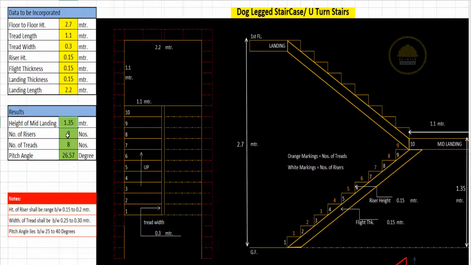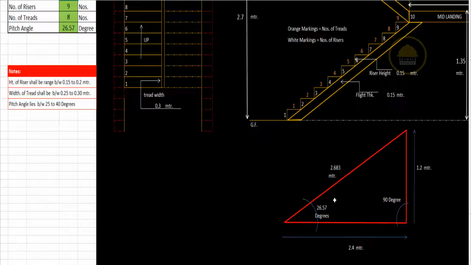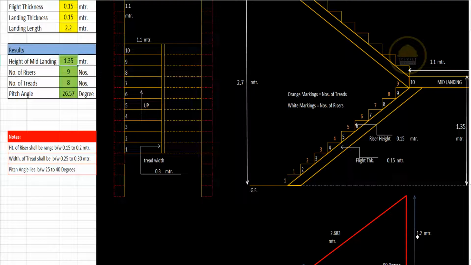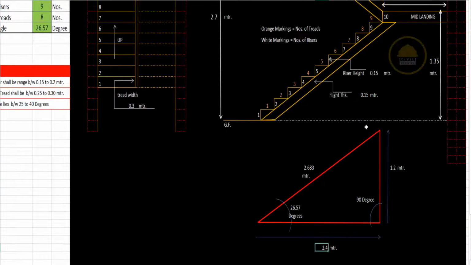So for each flight we have to take the number of risers as 9, 1, 2, 3, 4 and so on, and the number of treads we have to consider as 8. Always remember that the number of risers is more than the number of treads. The pitch angle comes to about 26.57 degrees. As you can see, the pitch angle is 26.57, that means this angle from here to here is maintained at 26.57 degrees, and the width from here to here is 2.4 meter.